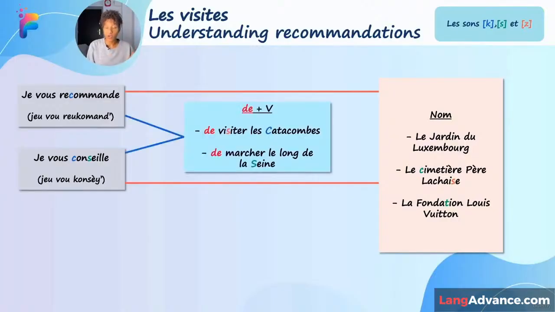There is another structure. We can keep je vous recommande or je vous conseille, but then it could be followed by de and a verb, like this. Je vous recommande de visiter les catacombes. Or, je vous conseille de marcher le long de la Seine. So the first formulation is followed by a name and a place, when the second structure is followed by an action.